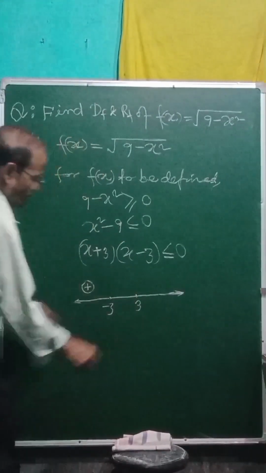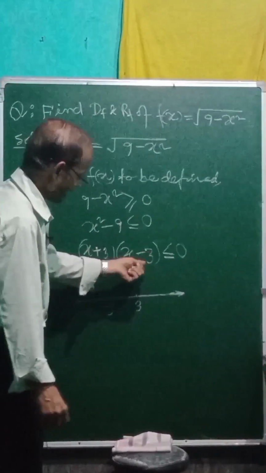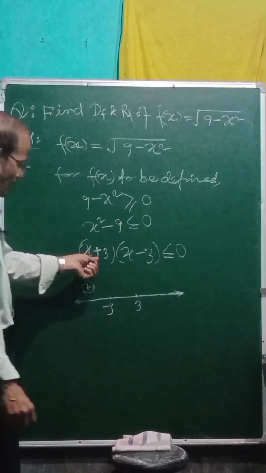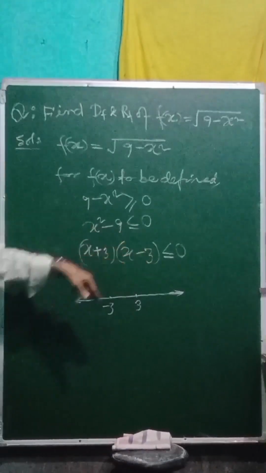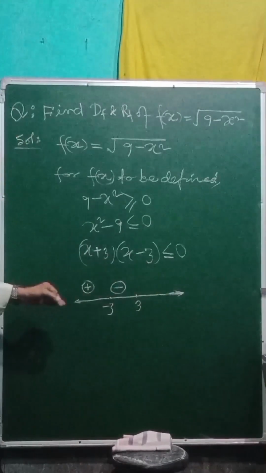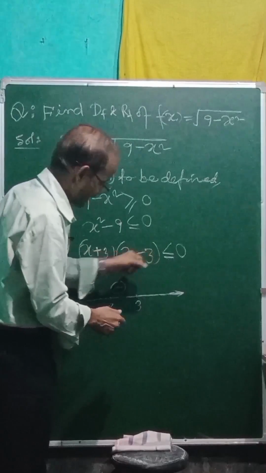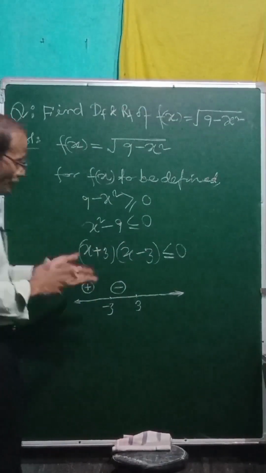Now take something in between. Take 0: 0 plus 3 equal to 3, into 0 minus 3. So minus 3 into 3 equal to minus 9, less than 0. And then take something greater than 3, suppose 5. Then 5 plus 3 is plus 8, and 5 minus 3 is equal to plus 2. So 2 into 8 is equal to plus 16.